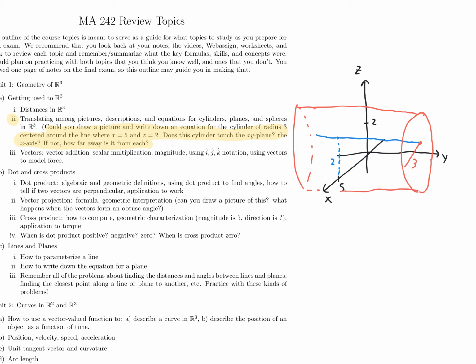The other question was, does it touch the x-axis? Well, if it seems to be going below the xy plane, then it seems like right around here it would be touching the x-axis. So in both cases, it seems like the answer is yes. However, it doesn't seem like it would touch the z-axis because the center of the line is 5 units away from the z-axis, but the radius is only 3. So it does touch the x-axis, does touch the xy plane, but it doesn't touch the z-axis.